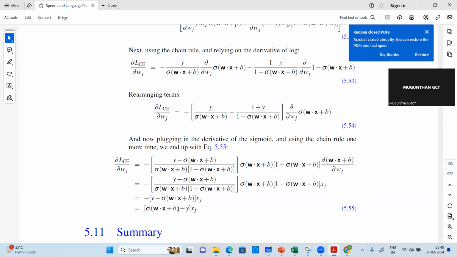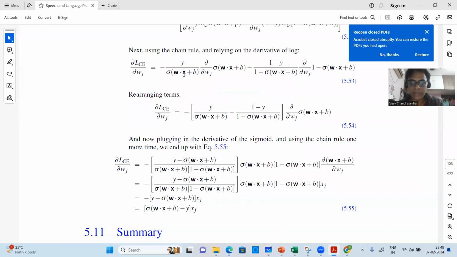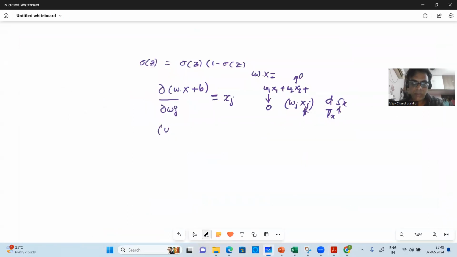Y hat, exactly. So can't we say this is nothing but, finally, y hat minus y multiplied by xj. So that's the partial derivative of the function with respect to wj. All right. So if there are 6 such w's, then it's y hat minus y times x1, y hat minus y times x2, and so on and so forth.